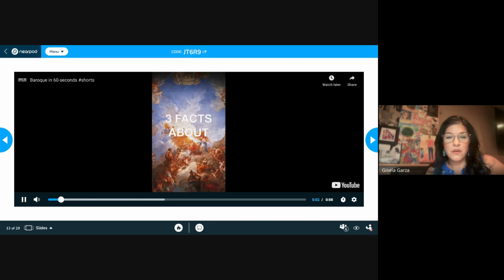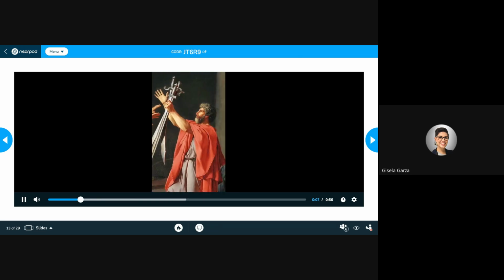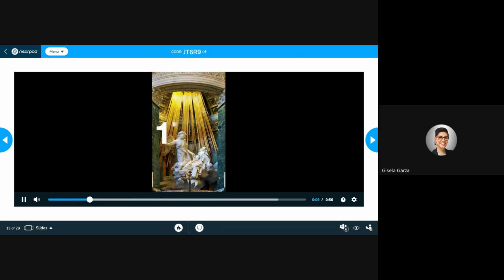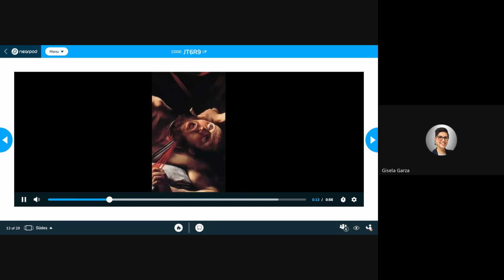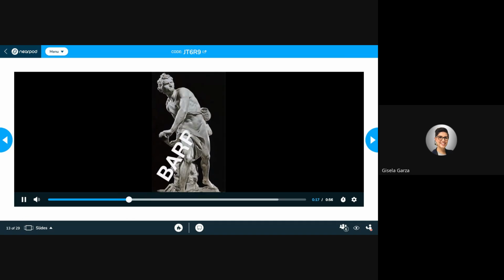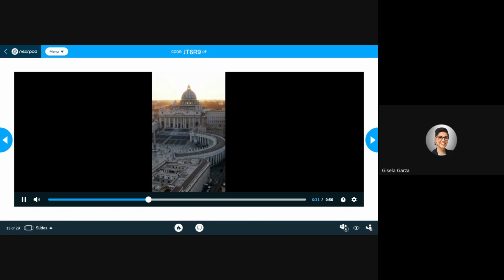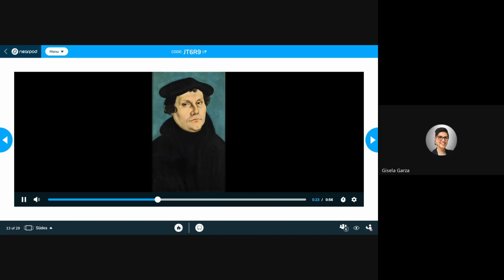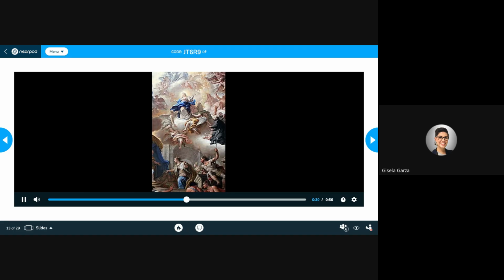3 facts about the Baroque. The period falls between Renaissance and Neoclassicism, 1575 to 1770. It covers architecture, music, painting, sculpture, and other arts. The word comes from the Portuguese word barroco, meaning oddly shaped pearl. The Catholic Church was trying to compete with the Protestant Reformation sweeping Europe by insisting that art should be more emotional, dramatic, and appeal to the general public.